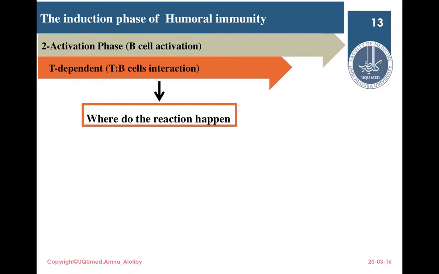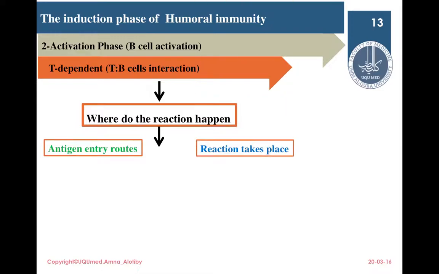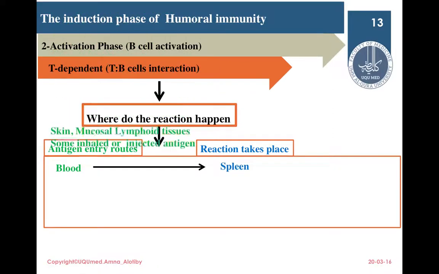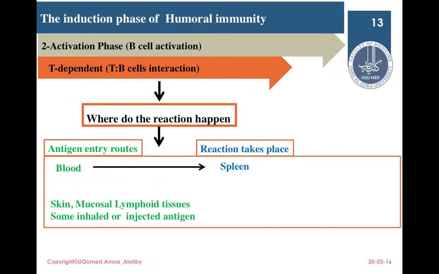In the T dependent responses, there is T and B cell interaction. The question is, where does the reaction happen? It depends on the antigen entry route. How the antigen has entered the body will determine where the reaction is going to take place. If the antigen has entered the blood, it's a blood-borne antigen, it's going to be taken to the spleen, and if it has entered the skin, mucosal lymphoid tissues, or some inhaled or injected antigens, they are going to be taken to the draining lymph nodes.